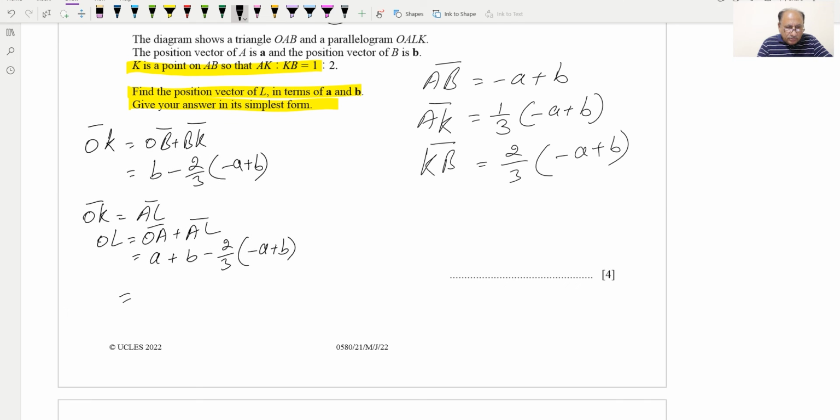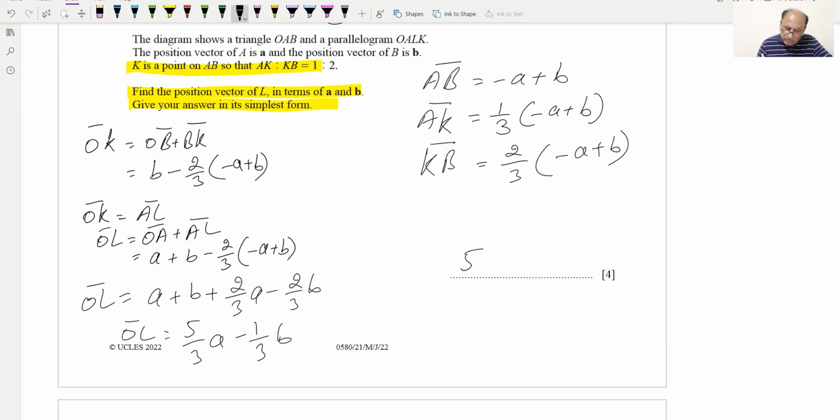So OL vector will be equal to, if we open this, A plus B plus 2 by 3A minus 2 by 3B, and if we simplify, OL will be equal to 5 by 3A plus, this minus this, 1 by 3B. This will be our final answer: 5 by 3A minus 1 by 3B. This will be the final answer for 4 marks.